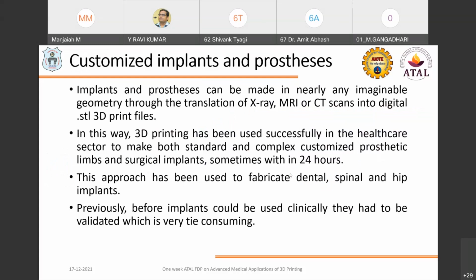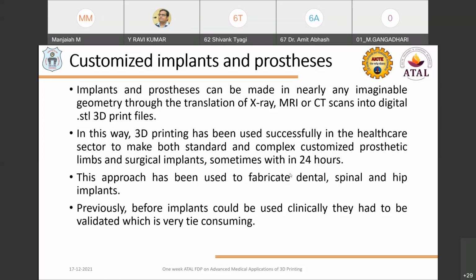When talking about customization or patient-specific implants, prosthesis implants can be made in nearly any unimaginable geometrical shape and size. This is done through the translation of X-ray, MRI, or CT scan data into a digital STL file, the 3D printing file. As Professor Krishnan already discussed, we convert CT or MRI scanning data into an editable format in MIMICS software, with conversion to the STL file format.